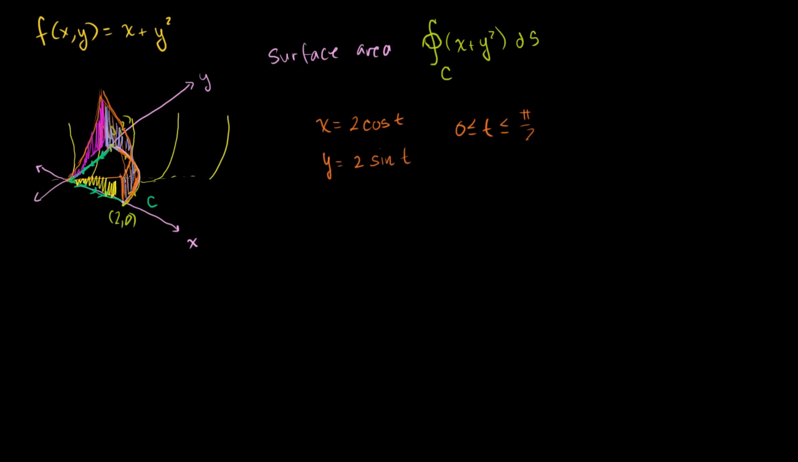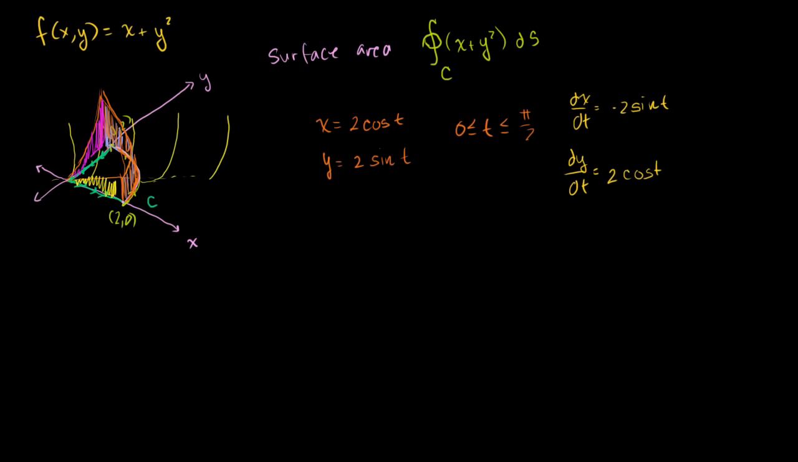So if we just wanted to find the surface area of that wall right there, we know we're going to have to find dx/dt and dy/dt. So let's get that out of the way right now. dx/dt is going to be equal to minus 2 sine of t, and dy/dt is going to be equal to 2 cosine of t. Just took the derivatives of these. We've seen that many times before. So if we want this orange wall's surface area, we can take the integral.